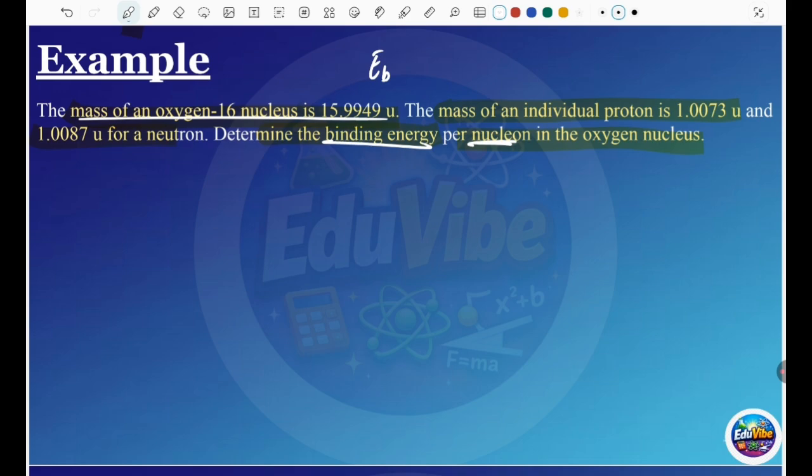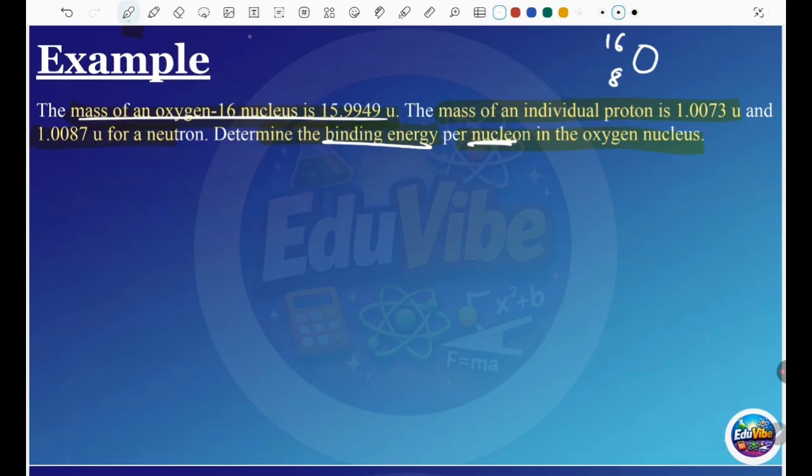So firstly we have to find something else. We have to find the energy. For energy we want the mass defect, but we don't have the mass defect directly. We have to find this. So we have oxygen-16, which is basically this thing, and the atomic number is 8. So which things are given to us?